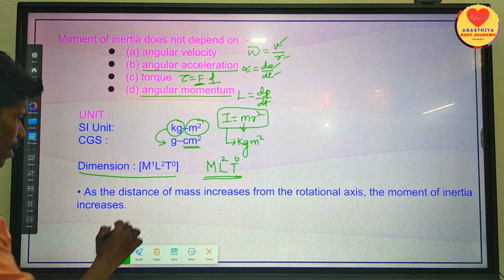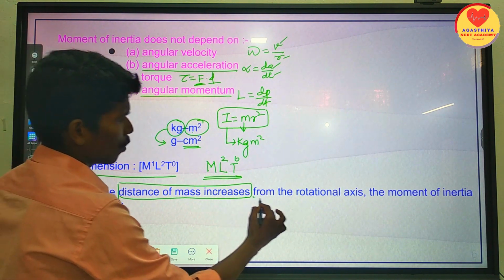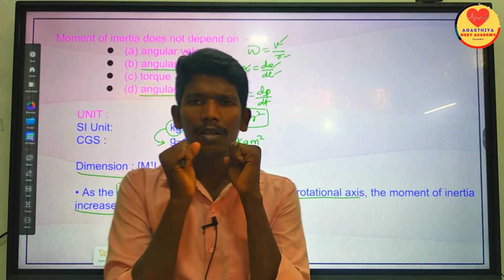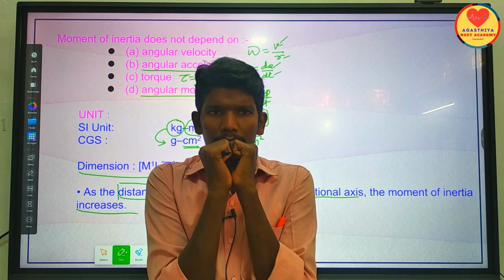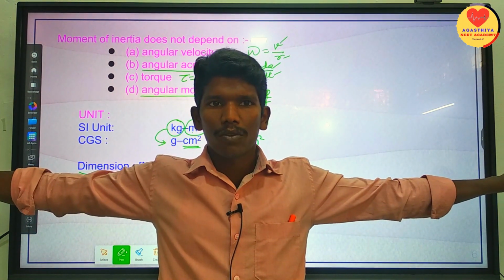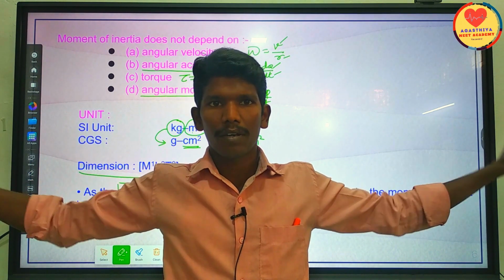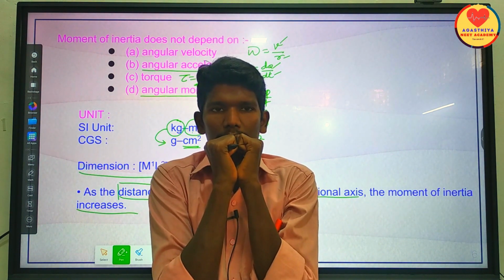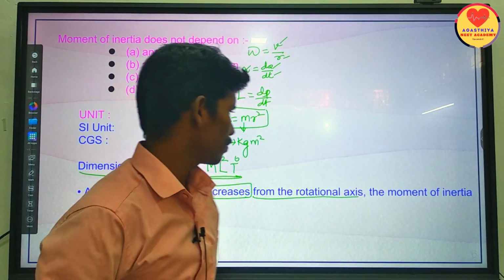Okay, if the distance of the mass from the rotational axis increases, moment of inertia increases. Now I am holding a dumbbell in this position, axis same, mass same. The mass is going far away, so moment of inertia will increase. Mass going to this position, moment of inertia decreases. Mass going far away, moment of inertia increases. Keep it in your mind.